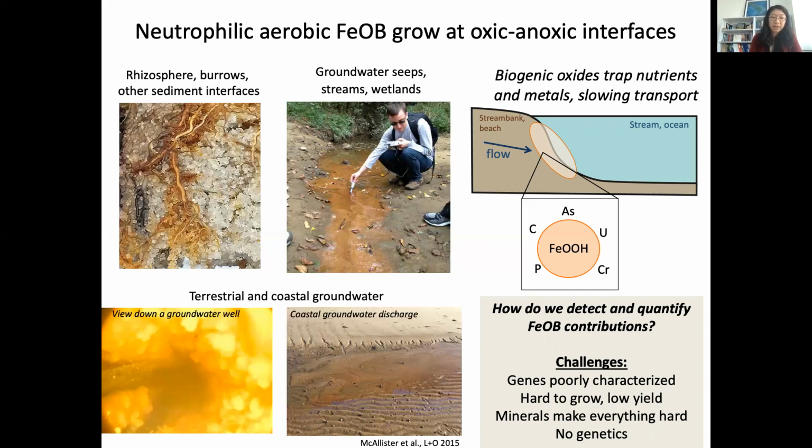This is directly connected to the fact that they're difficult to grow, and there's low yield, and there's no genetics in these systems. And so it's difficult to apply classical biological techniques. And on top of that, as you may already know, minerals make a lot of extractions and other biological techniques difficult. So everything is a challenge in working with these organisms, but we persist.